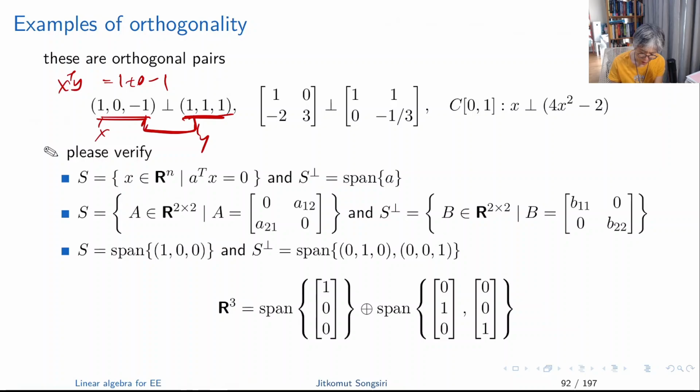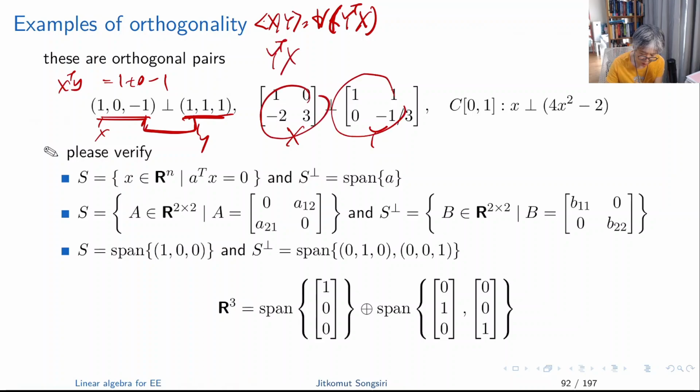Obviously. Let's take a look at the second example. If we use the inner product defined on the space of matrices, which is trace of y transpose x, please verify the calculation. You compute y transpose x and you just take the trace. The result is going to be 0. Okay, I hope it's not hard.